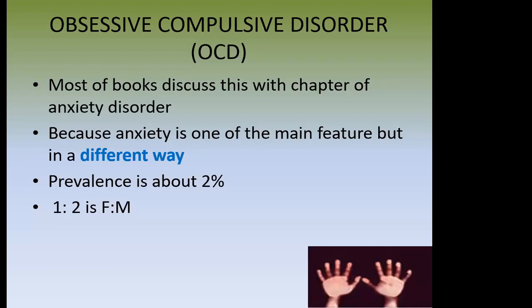Okay. Obsessive compulsive disorder. Most of the books discuss this in the chapter on anxiety disorders because anxiety is one of the main features, but in a different way. And what is that different way? I will explain in the next slide. Prevalence is about 2%, and this is the only anxiety disorder which is more common in males. The rest of the anxiety disorders are much more frequent in females, but this is twice as common in males.